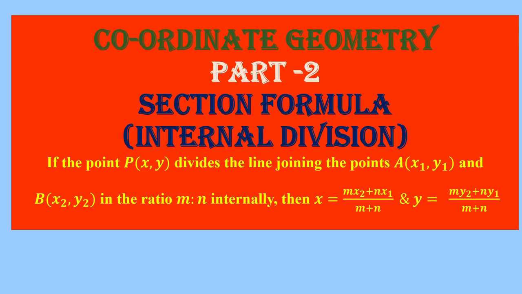Now we are going to see a section formula, that is first internal division. If a point P(x, y) divides the line joining the points A(x1, y1) and B(x2, y2) in the ratio m is to n internally, then x is equal to (mx2 plus nx1) by (m plus n) and y is equal to (my2 plus ny1) by (m plus n), right? P is any point on the straight line, segment AB. Then the coordinate of P is given by (mx2 plus nx1) by (m plus n) and (my2 plus ny1) by (m plus n).